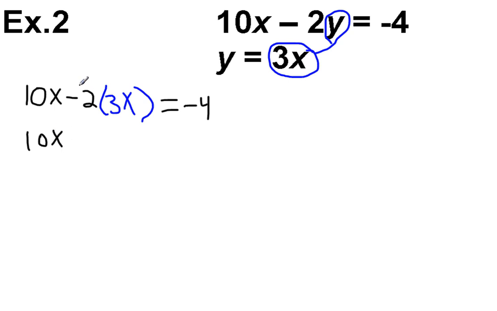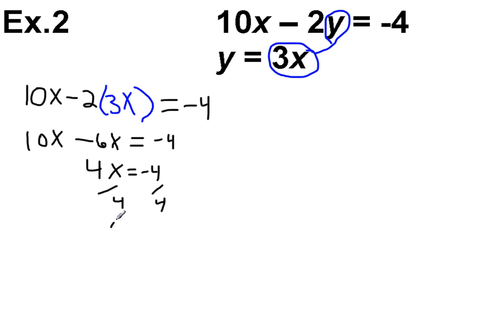All right, again, we're going to have to multiply here. Negative 2 times 3x is negative 6x. 10x minus 6x is 4x. And then we divide.